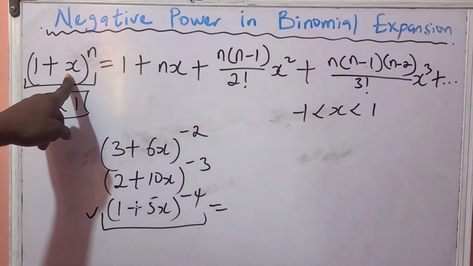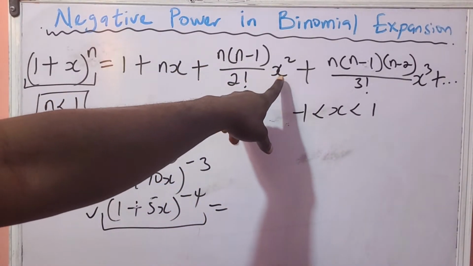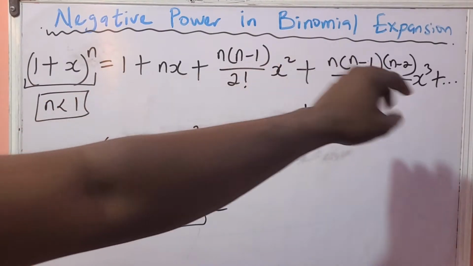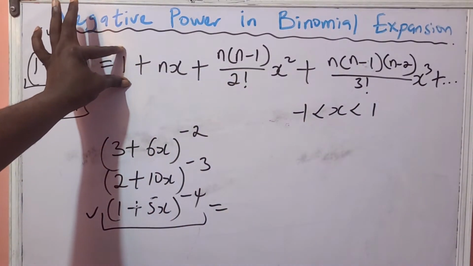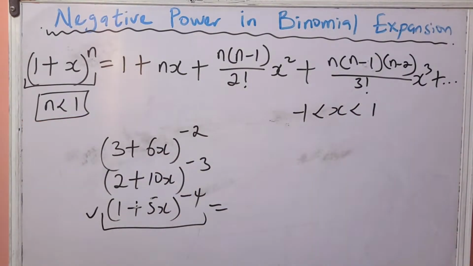Here we had x and we had n times the x, and then at the end we have this third term, x raised to the power of 2, and then the fourth term, x raised to the power of 3. This is the first term. The first term was 1. Second term is nx. The third term is this. This is the fourth term.